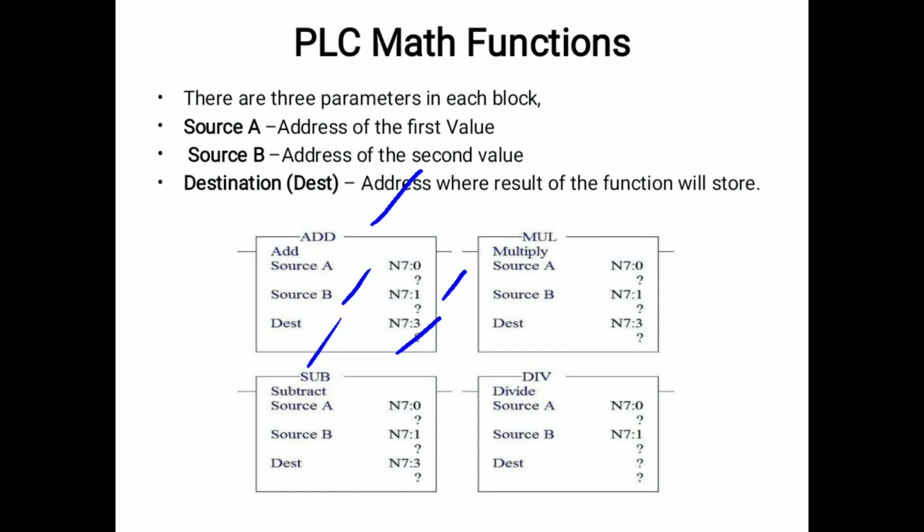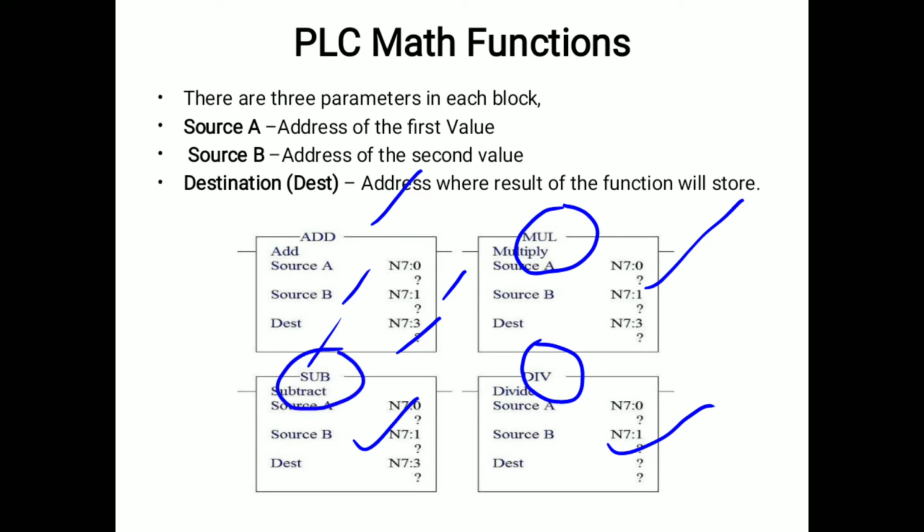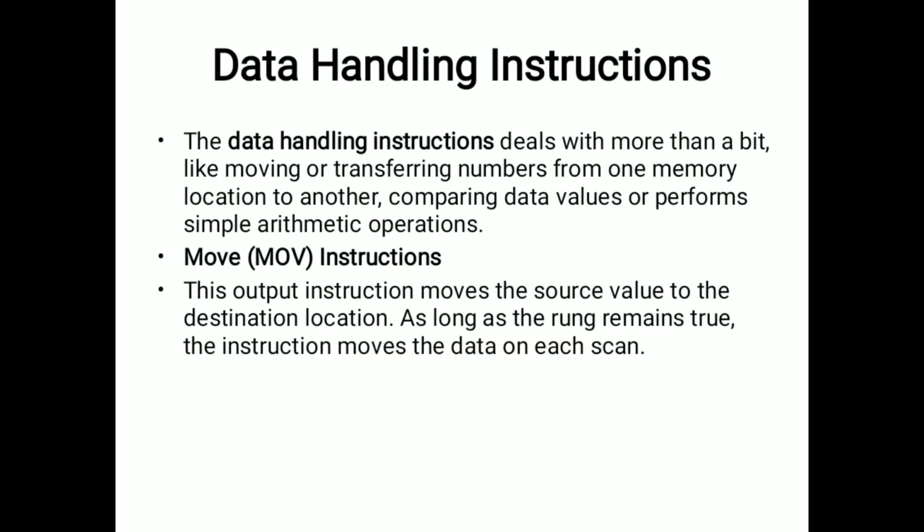At slots 0 and 1 we will have the inputs, and at slot 3 we will have the output. Similarly, we can do the same operation using multiplication, subtraction and division. There is the same method to write them. The only thing we have to define here is the operation, otherwise the instructions are the same. If we write subtract, it will subtract. If we write multiply, it will multiply the two numbers. In the next topic, we will discuss data handling instructions.